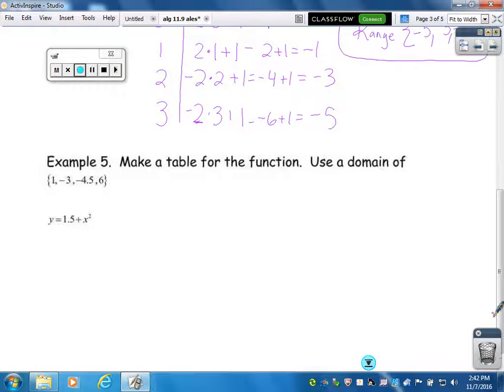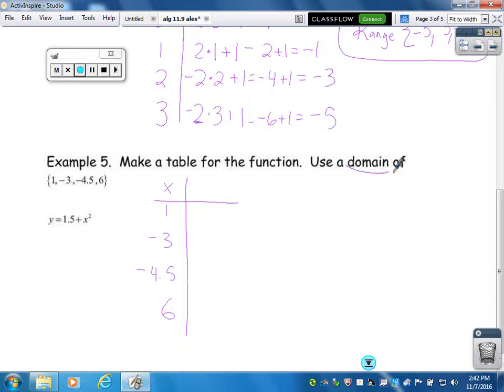Let's try it again. If you want to try this one on your own, pause the video and then come back and check your answer later. If you need to, stay here with me. So we've got a new domain for a new function, and our new domain is 1, -3, -4.5, and 6.